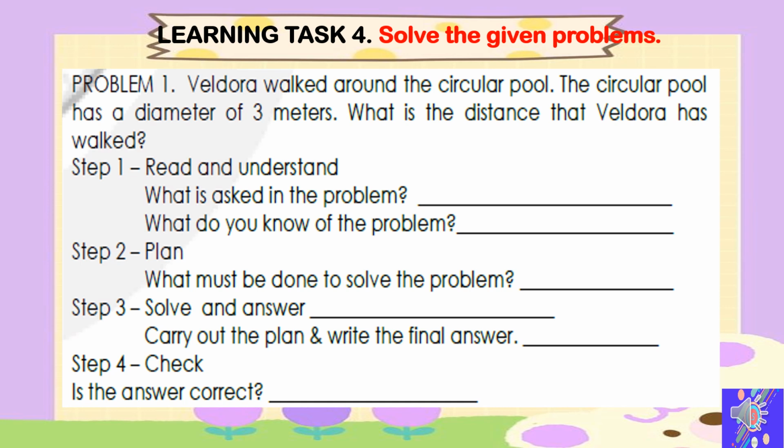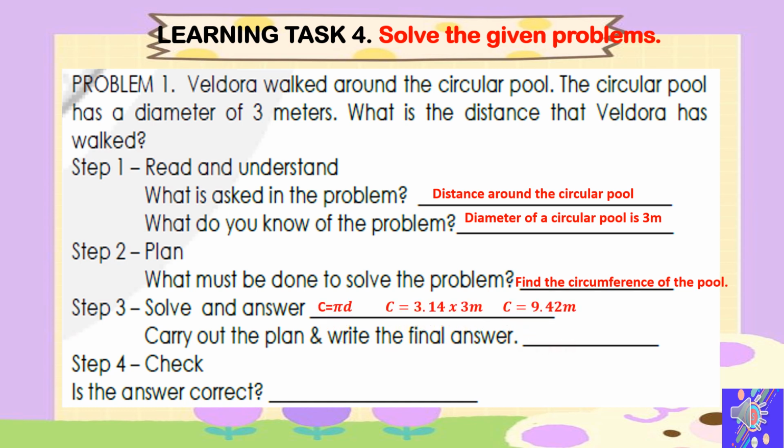Okay, so for step 1, read and understand what is asked in the problem. So again, let us read the problem. Veldora walked around the circular pool. The circular pool has a diameter of 3 meters, and what is the distance that Veldora has to walk? So what is being asked in the problem is the distance around the circular pool. And what do you know of the problem? The diameter of the circular pool is 3 meters. So let us now plan. What must be done? Find the circumference of the pool.